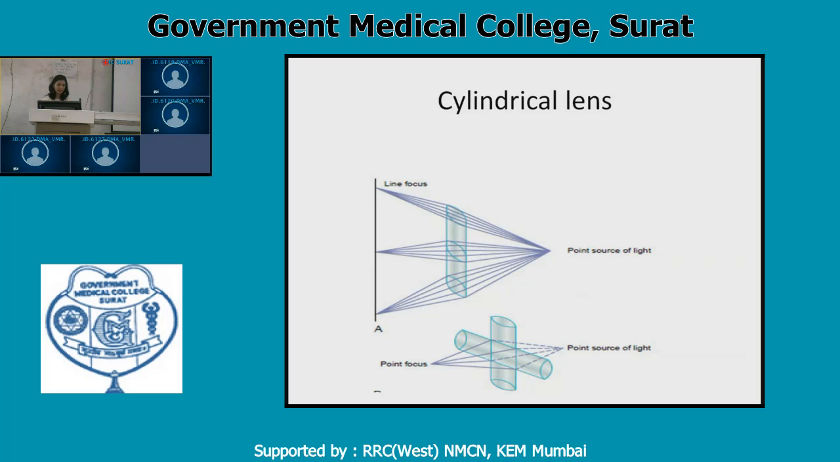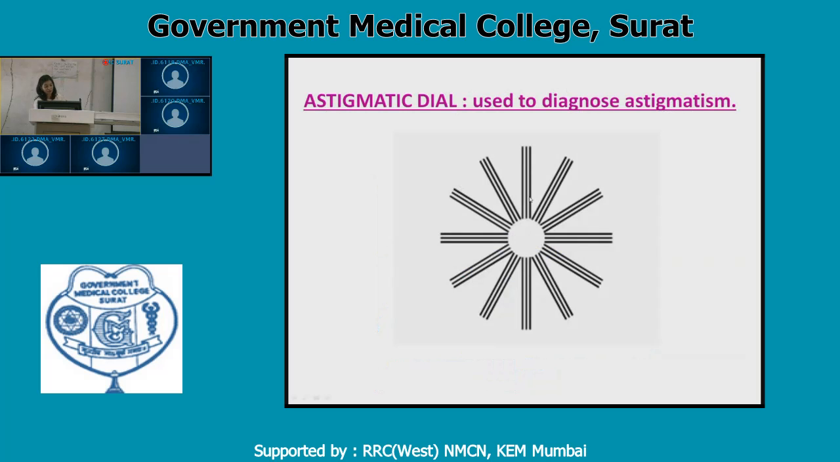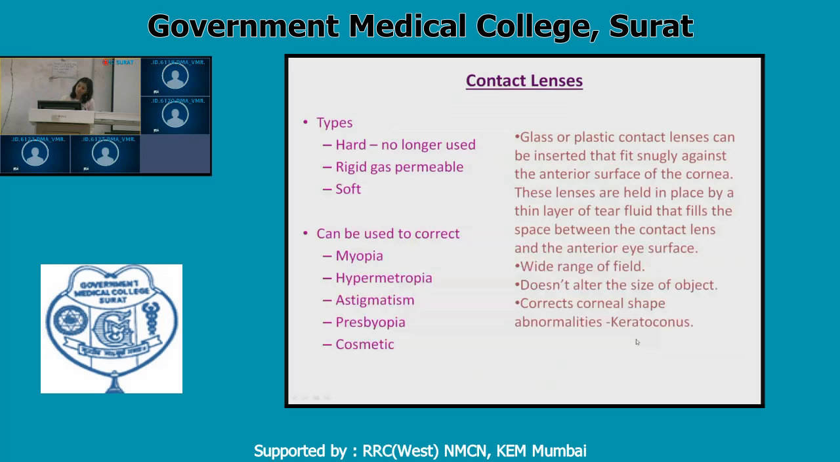This is an astigmatic dial. Many of you who have cylindrical numbers, if you see this, you can see the crowding of these parallel lines. Actually, these are parallel lines, but those with a cylindrical number or with astigmatism will find these lines converging and not parallel, and this is used to diagnose astigmatism. So as I have told you, for astigmatism we should know the power as well as the axis at which this power is required. In which plane you require a converging or diverging lens is important.